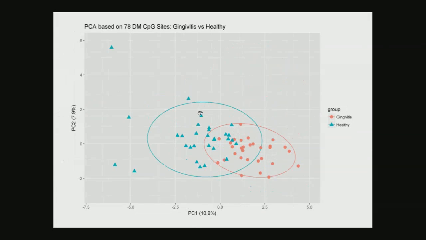And then this is the PCA based on methylation data. So based on 78 differentially methylated CpG sites, we don't see very clear separation. But still, if you draw your line here, this area they kind of mix together, but this area they are separate, right? At least we don't see the red dots here. That's a good thing.